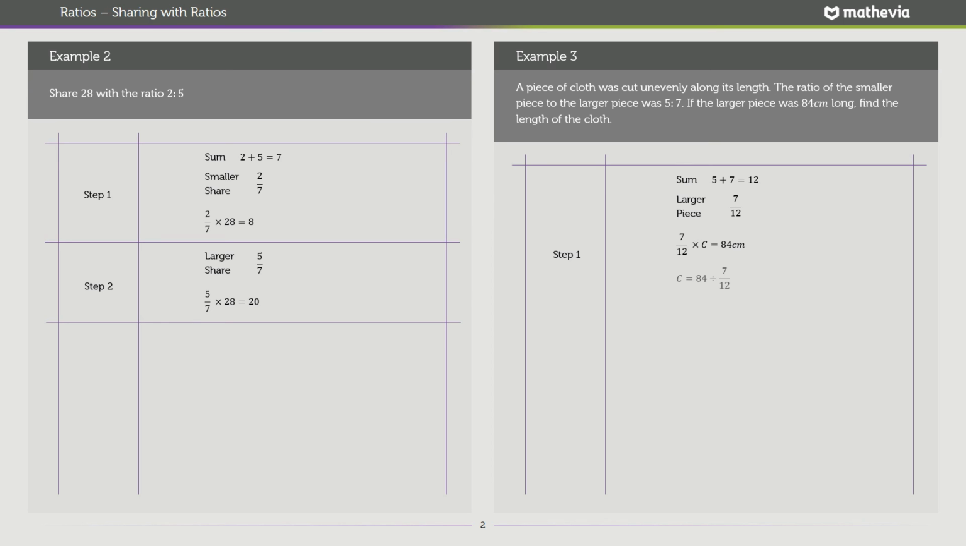To find that something, you quite simply need to divide 84 by 7 over 12. If you multiply 7 over 12 by something to give you 84, to find that thing, you just divide 84 by 7 over 12. So C equals 84 divided by 7 over 12. You flip the fraction, if you remember how to divide using fractions. Then the 7 and 84 will give you 12. You have 12 times 12, and you should end up with 144 centimeters.